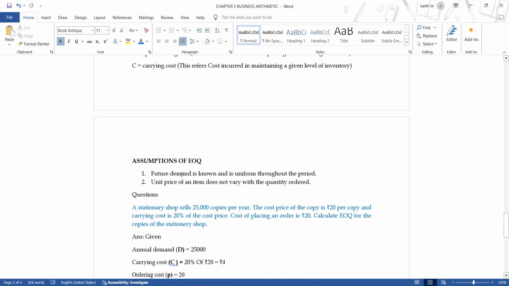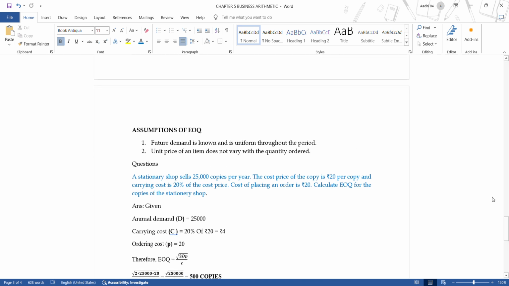Now there are two assumptions of EOQ. The first one is the future demand is known, means the demand of the inventory is known and it is uniform throughout the period. Okay, so this is the first assumption, and the second assumption is unit price of an item does not vary. It means that the price of the quantity does not vary throughout the period. That is known as assumption. These are the two assumptions which are important.